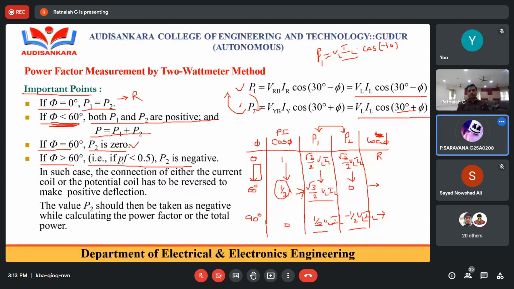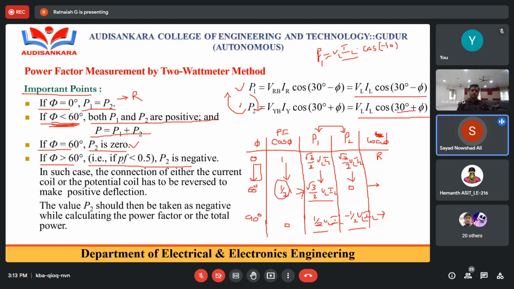Zero, sir. Power factor 1. Right, sir, power factor is 1. At the unity power factor only, both the wattmeter readings should be the same. Right, one more question I am going to ask. At 0.5 power factor, what about both the wattmeter readings?